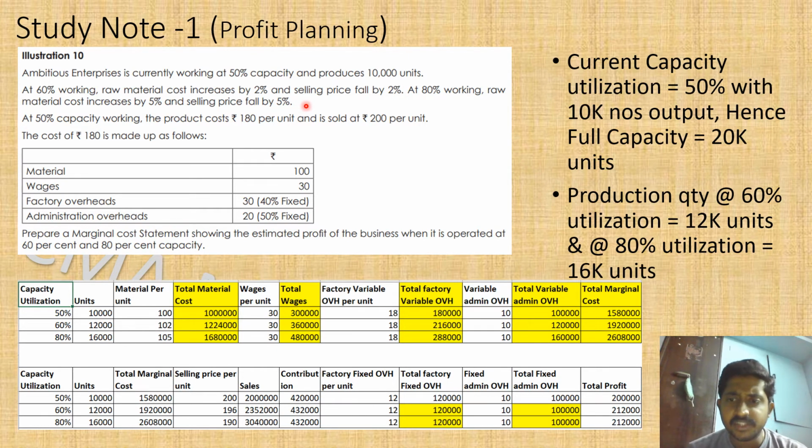Okay, if we apply common sense to this information, guys, usually when our capacity utilization increases, we are going to make more units.